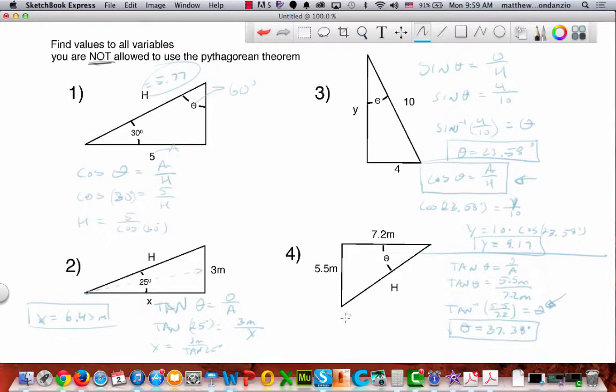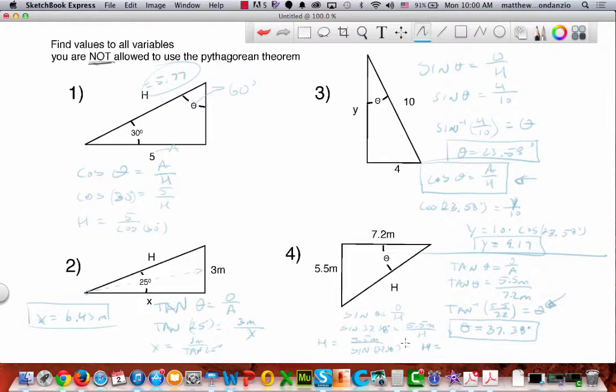So we're going to say, you guys want to use sine, the sine of theta equals opposite over hypotenuse, right? So sine of 37.38 degrees equals my opposite, which is 5.5 meters, over hypotenuse. So h equals 5.5 meters over the sine of 37.38 degrees, which means hypotenuse is what, guys?